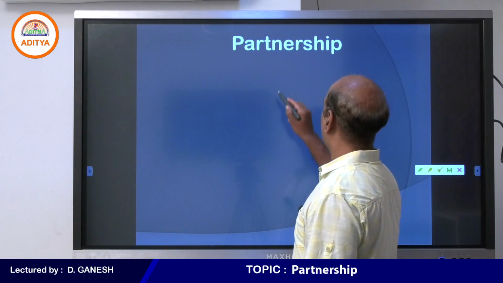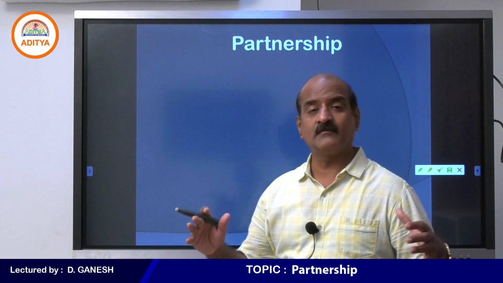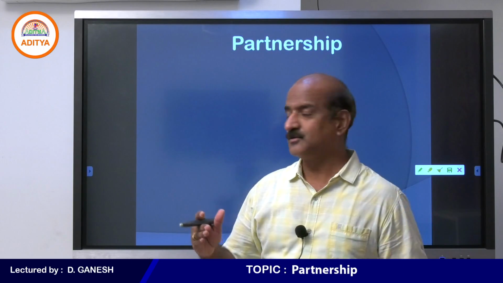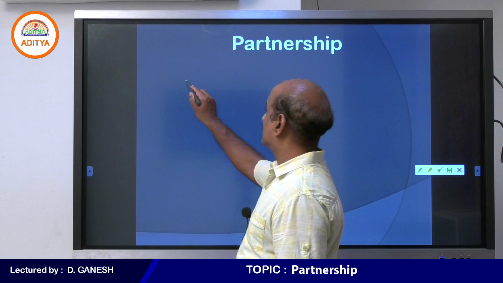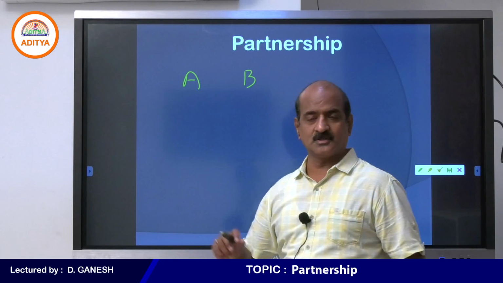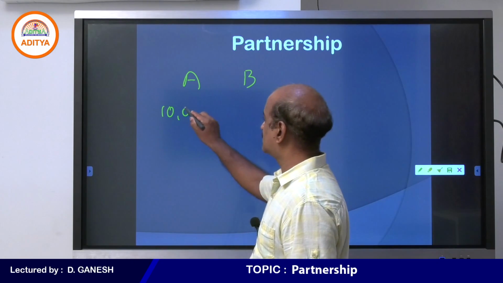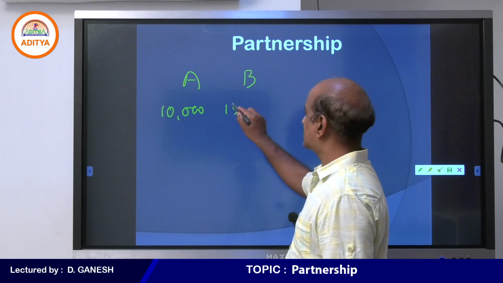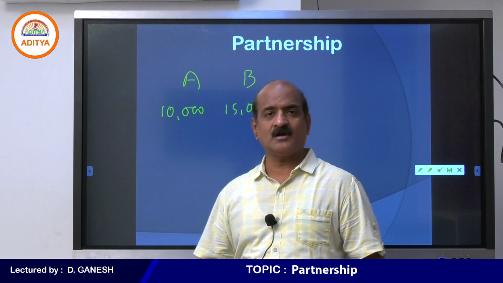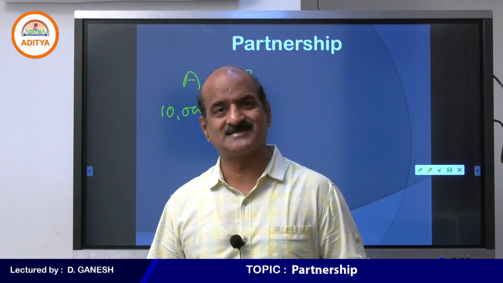Students, partnership is the concept of involving two or more persons for a common cause. For example, if A and B come to an agreement to do business together, and suppose A invested 10,000 rupees and B invested 15,000 rupees, the question comes: in what ratio do they distribute their profits at the end of the business?